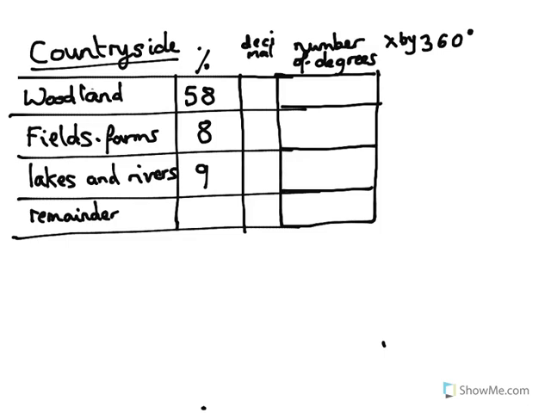And then all other remaining, mountains, towns, villages is 25%. So if we were to change these into decimals, 58% is the same as the decimal 0.58. 8% is the same as the decimal 0.08. Lakes and rivers, 9% is the same as the decimal 0.09. And 25%, 0.25.